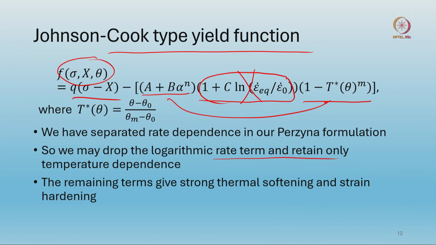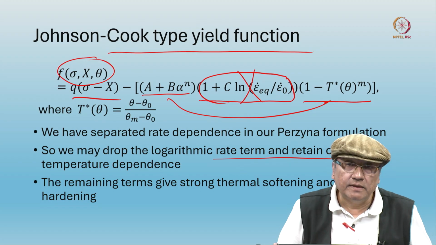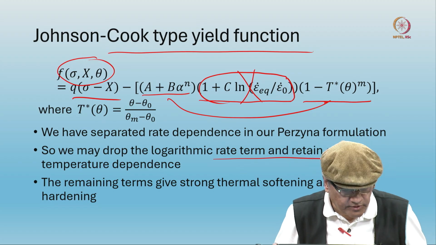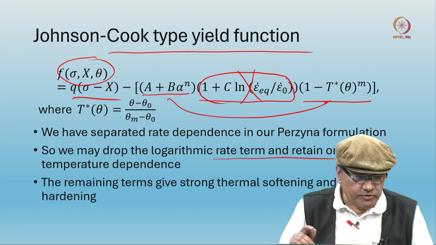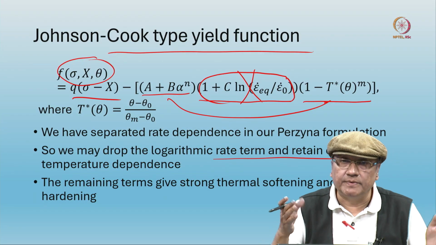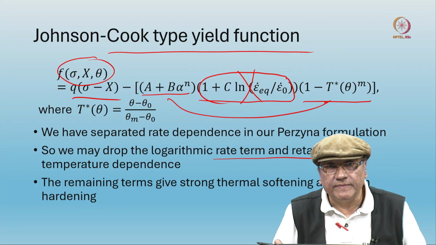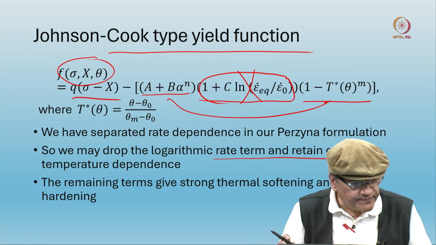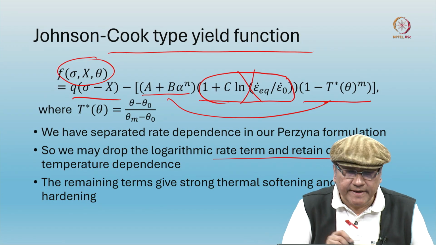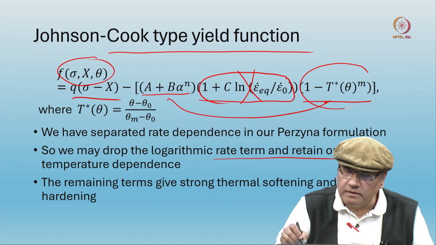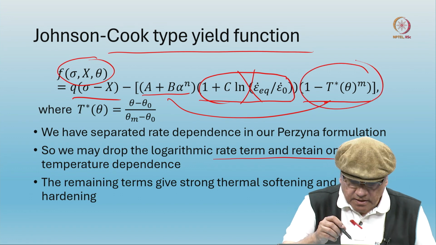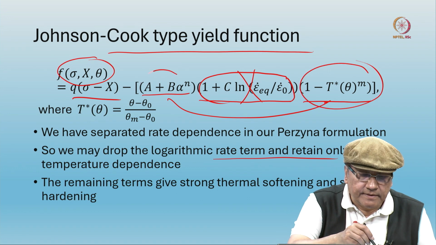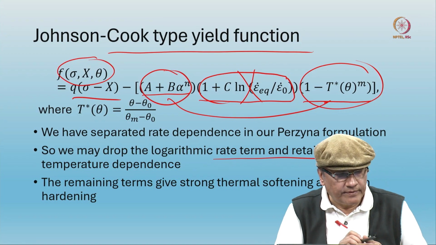But the original Johnson Cook was not like that, because it was done at a time when things were not that developed, and this worked very well for a long time. So even today many researchers use this directly. So the remaining terms, this term gives the thermal softening, this term is basically the strain hardening part.